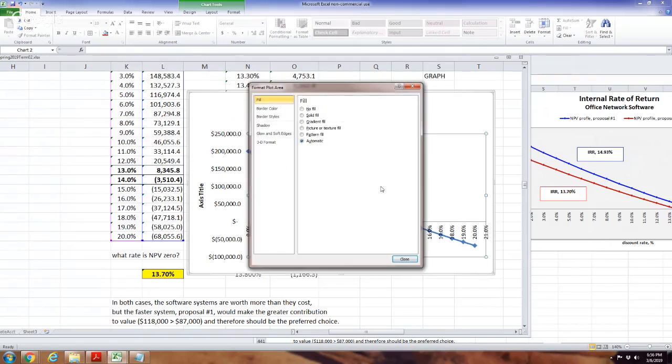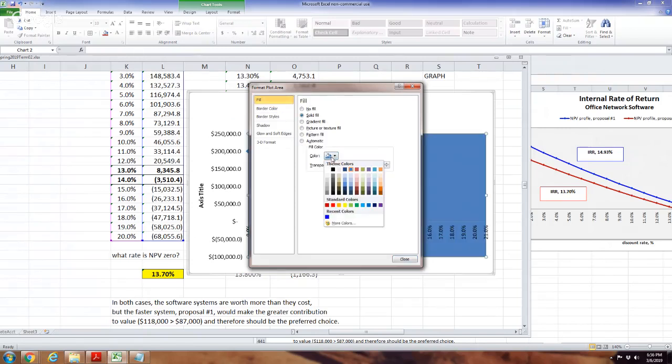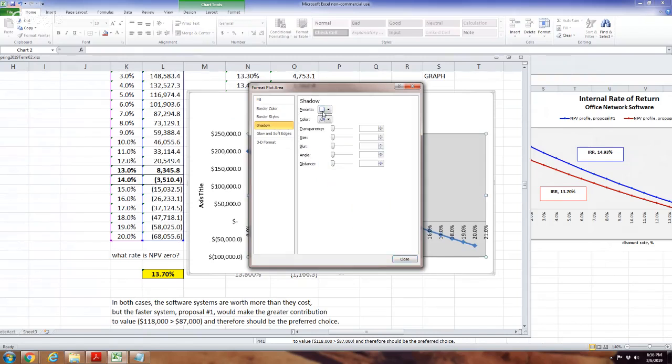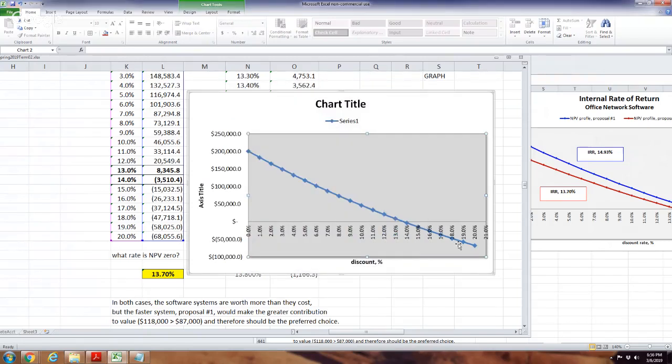Plot area, watercolor, solid, right, which is right there. A nice easy fill, a nice easy one like that. Yeah, like that, and below shadow. There you go. Okay, just all your pieces with that.